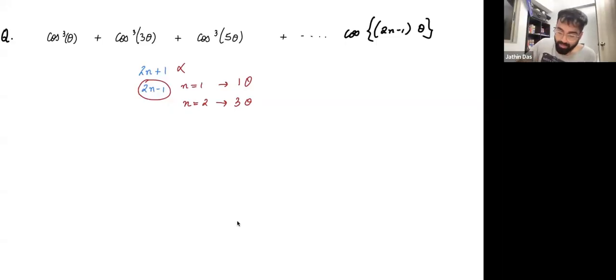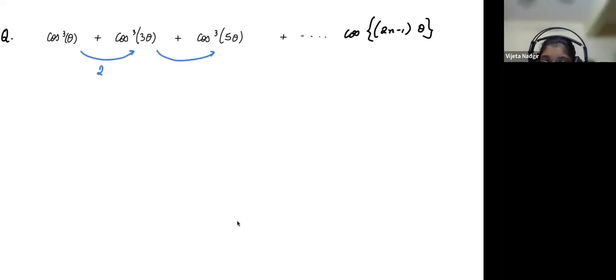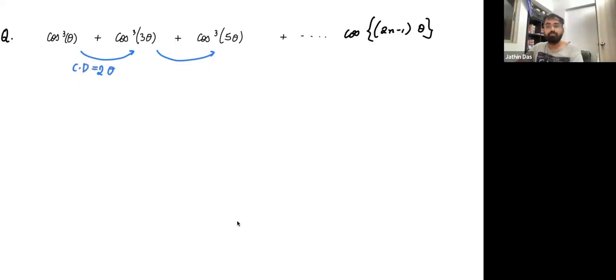That is one thing. It's not over yet. Now, is it an AP? Yes. What is the common difference? 2 theta. Correct. Done. Last term is there, first term is there, common difference. Now you know how to do it. But it is cos cube.